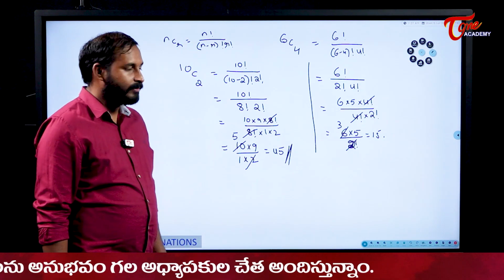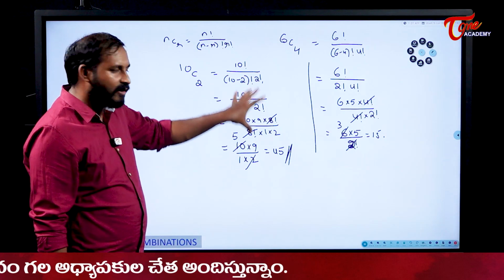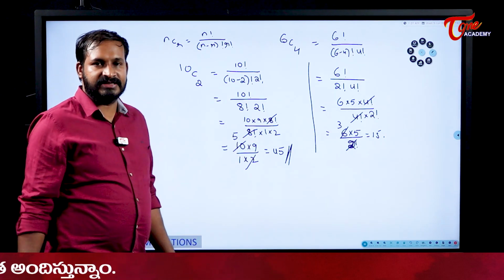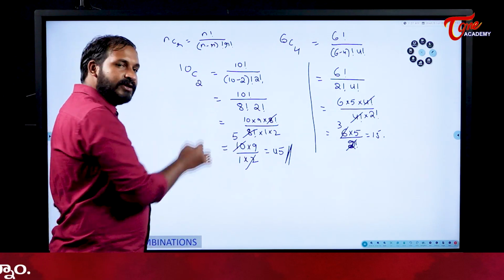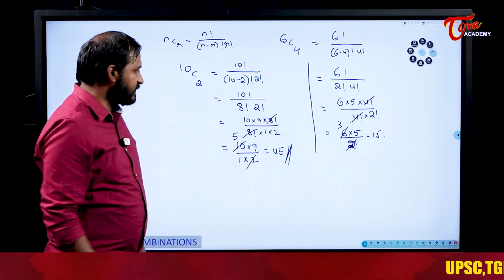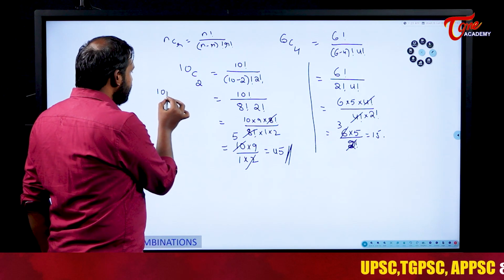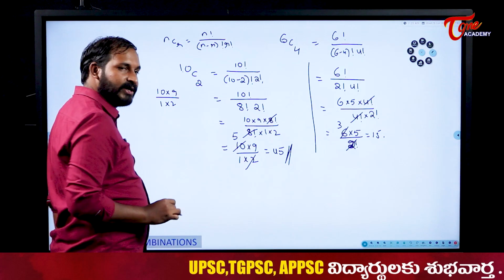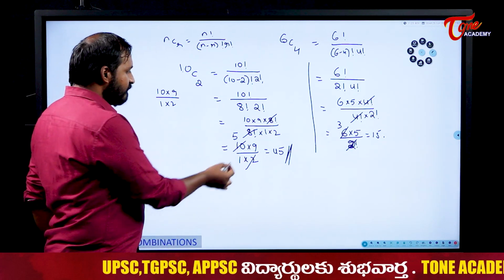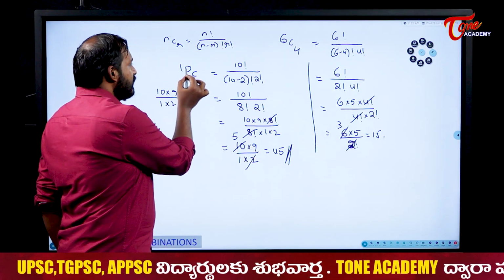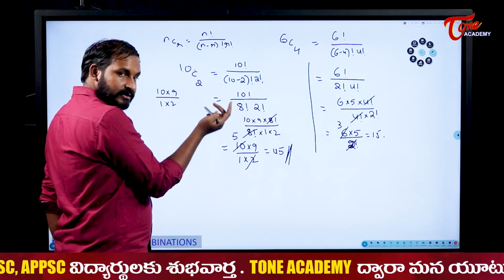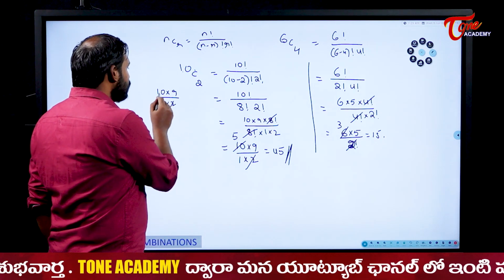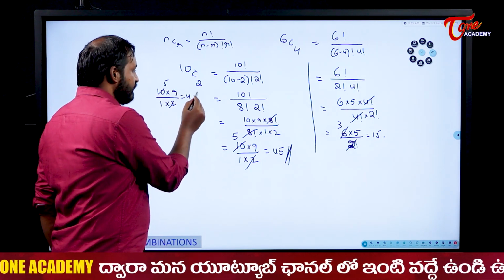Now please observe, students, instead of doing all this calculation, my suggestion is simple: 10 should be reduced for 2 times. So I can write this directly as 10 into 9 by 1 into 2. 10 will be reduced 2 times, and in the denominator 1 into 2. So 2 ones are 2, 2 fives are 10, and you can directly write it as 45.